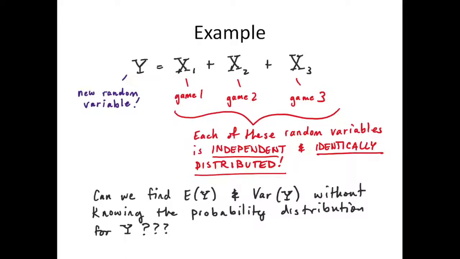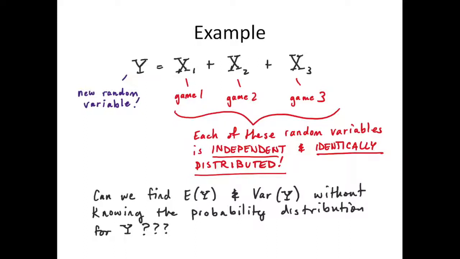So I'm using the same variable here, uppercase x, because they all come from that same probability distribution, but I am using different subscripts so that I can distinguish one run of the random experiment from another. Now, ultimately, what I want to do here is find E of y, the expected value of y, and the variance of y without knowing the probability distribution for y. That is my goal, because that sometimes is very hard to come up with.